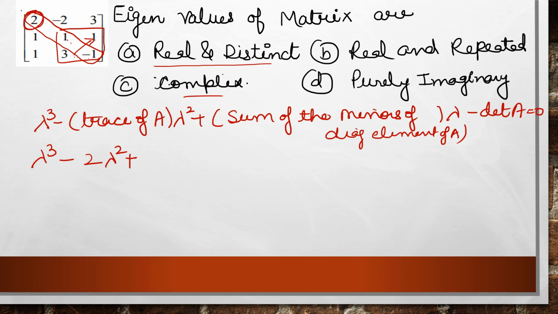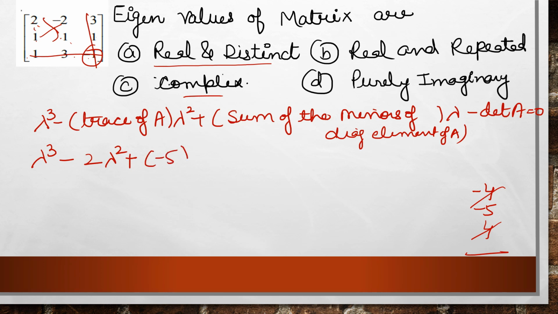So first is minus 4, I'm writing here. Second diagonal element is 1. So leave this column and this row. So 2 into minus 1, minus 2, and minus 3. That will be minus 5. And next is minus 1, so leave this column and this row. So 2 plus 2, so this will be 4, right? This will be cancelled. The sum of this will be minus 5. So this is minus 5 lambda.